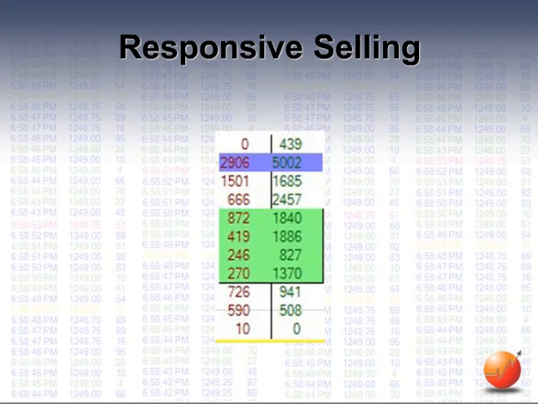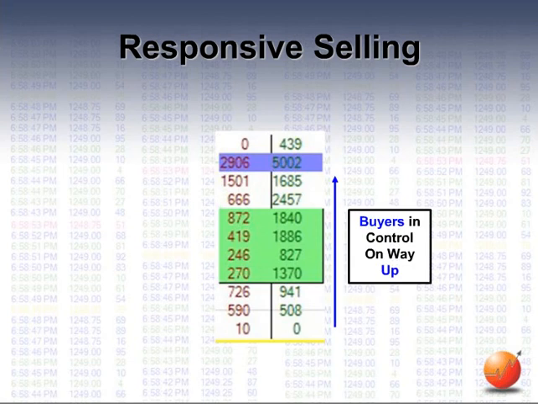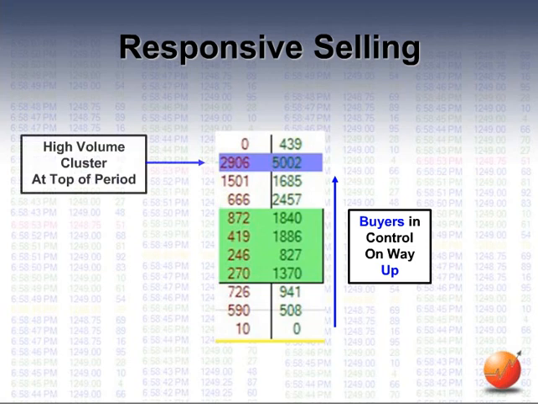Okay, responsive selling. Obviously the exact opposite of responsive buying. What we're looking for is buyers being in control on the way up. So we need a probe upward. Ideally we want one that we can really track the volume in and see that there's a substantial shift. It's not just a huge clump of volume and then a huge clump of volume and then a huge clump of volume. Something where we can actually say, yeah, okay, there's maybe 6,000 contracts traded in 2 price levels here, and everywhere else, most I see is 1,800, something like that.